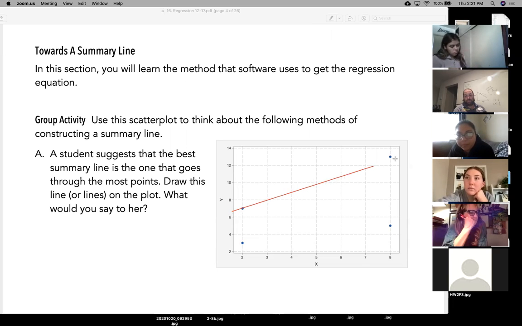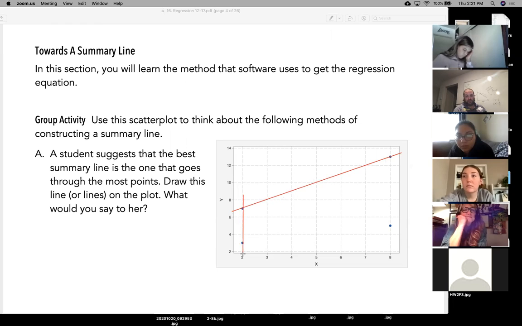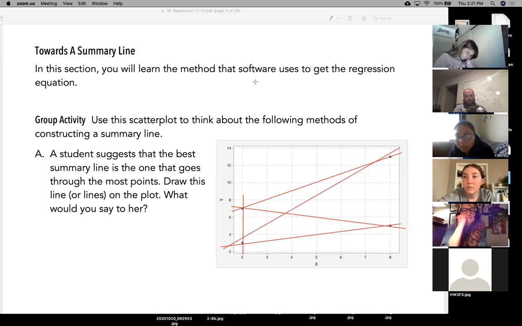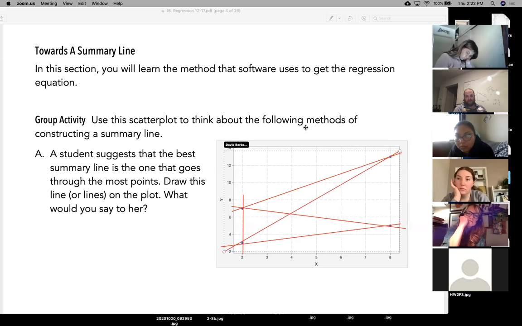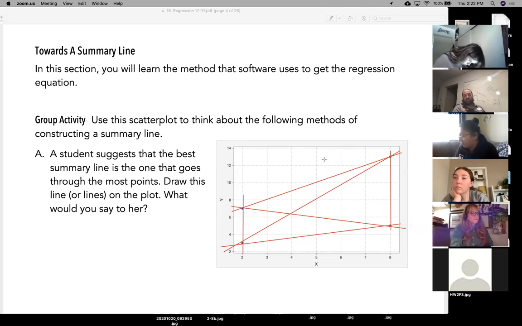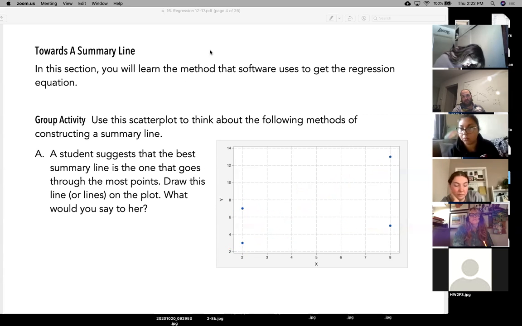Well, let's think about it. That goes through 2. That goes through 2. That goes through 2. There's lots of lines that go through 2. Are you going to claim all of them are the best one? That doesn't make any sense. So the first option, the one that goes through the most points, we shoot that one down. We tell the student, no, you're wrong. That's nonsense. Think a little better.